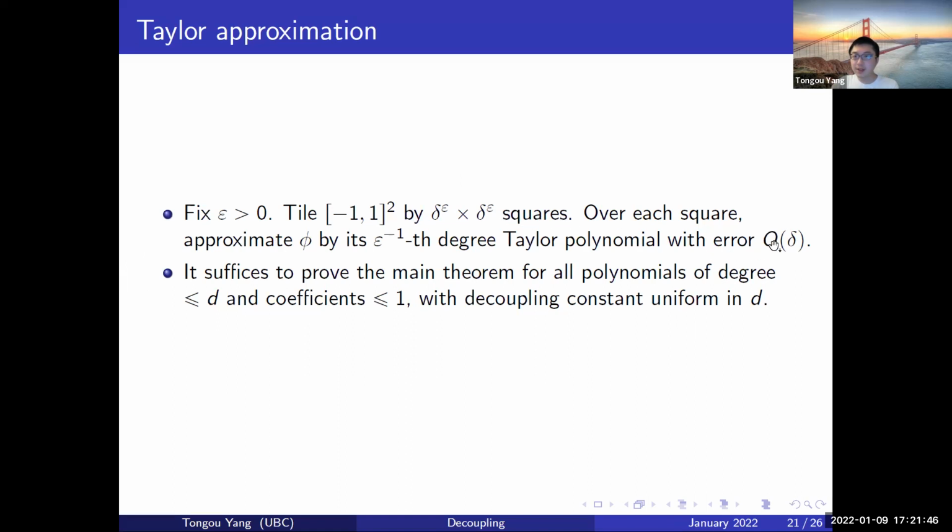And for each individual square, because we are considering the delta neighborhoods, it suffices to decouple the function phi, that is, to decouple its very high order Taylor polynomial. And the very important thing here is that the decoupling constant must be uniform. It should be uniform in the polynomials. Oh, sorry. More precisely, I think there's a typo here. It should be uniform in the coefficients.